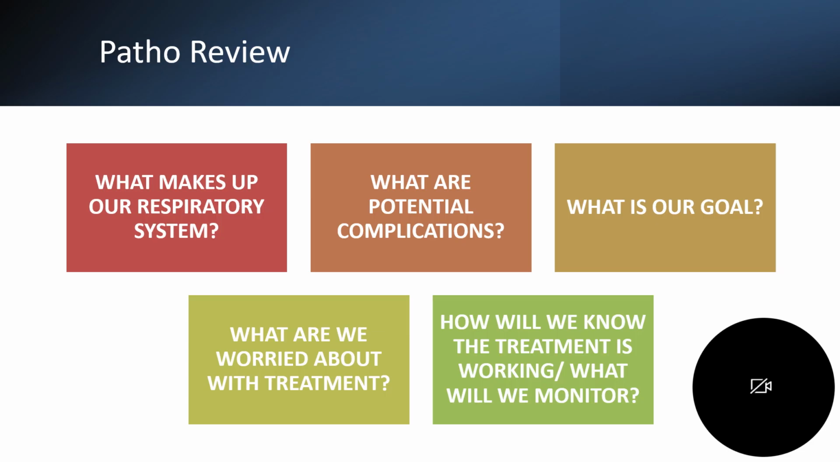So what makes up our respiratory system? Airway. That's our biggest thing, right? Everywhere I am breathing and everything that is affecting it. So my nose, my mouth, my trachea, my bronchioles, my lungs, all of those things are included in my respiratory system. Okay. So what are potential complications?